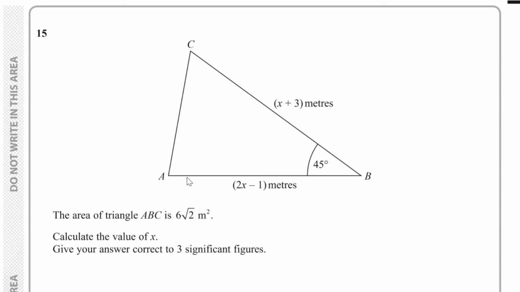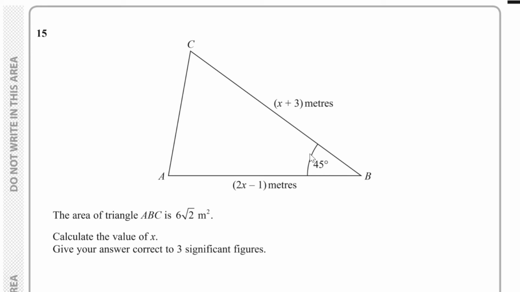Question 15. We have a triangle ABC over here. AB is 2x minus 1 meters, BC is x plus 3 meters, and the angle ABC is 45 degrees. The area of the triangle ABC is 6 root 2 meters squared. We have to calculate the value of x.